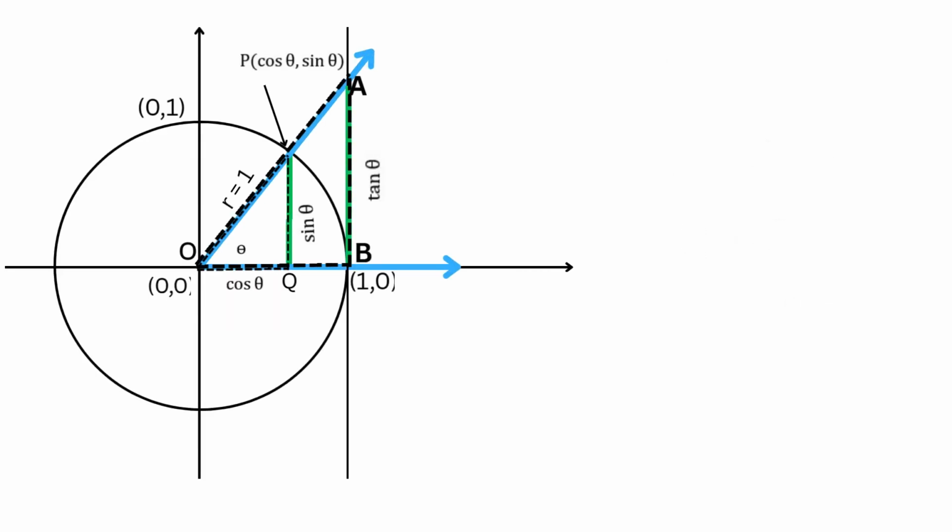Now, let's derive the Pythagorean identities using a right triangle inside the unit circle. Imagine a triangle POQ. If we apply the Pythagoras theorem, we get PQ squared plus OQ squared equals 1, since the hypotenuse, or radius, is 1. Next, if we replace PQ with sine theta and OQ with cosine theta, we get one of the most important trigonometric identities, sine squared theta plus cosine squared theta equals 1.